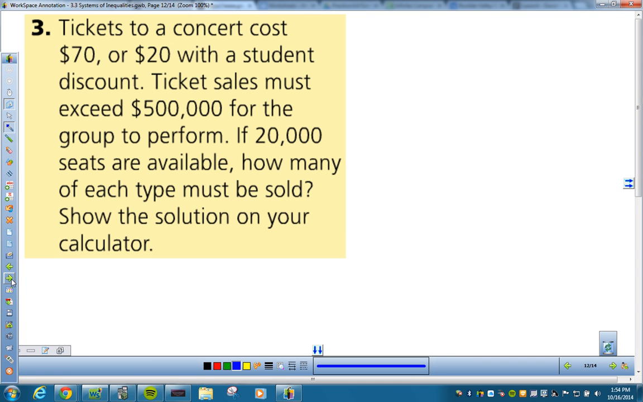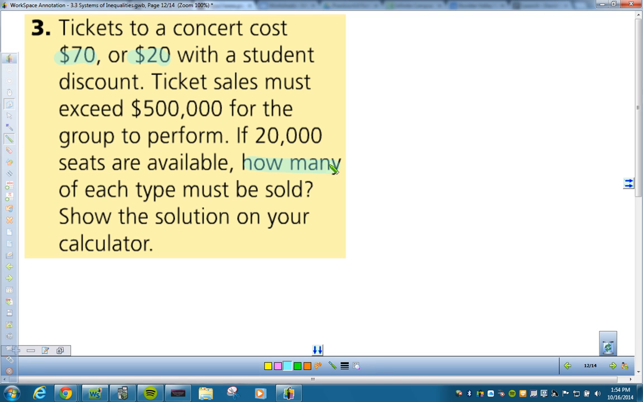Next one, we got big fat story problem. Here's what you're going to write down on the story problem. We've got 70 and 20. Let's read it first. Tickets to a concert cost $70 or $20 with a student discount. Ticket sales must exceed 500,000 for the group to perform. If 20,000 seats are available, how many of each type must be sold?